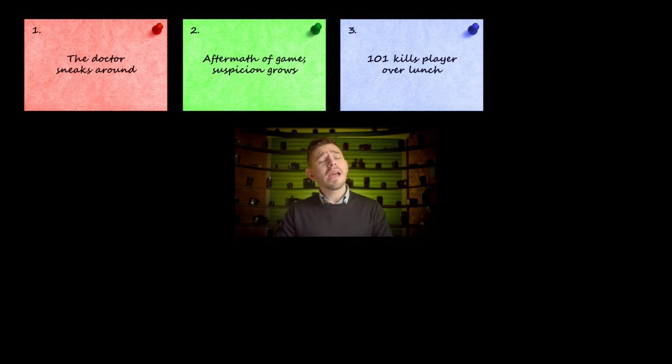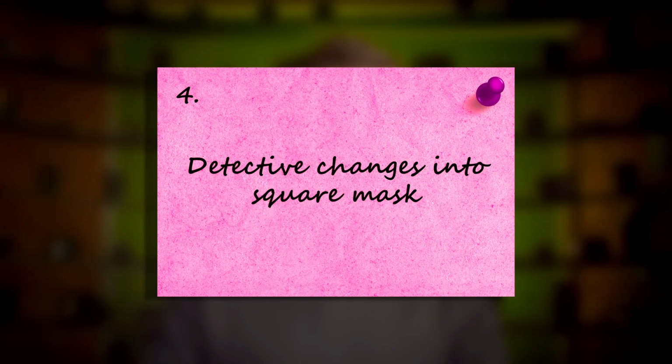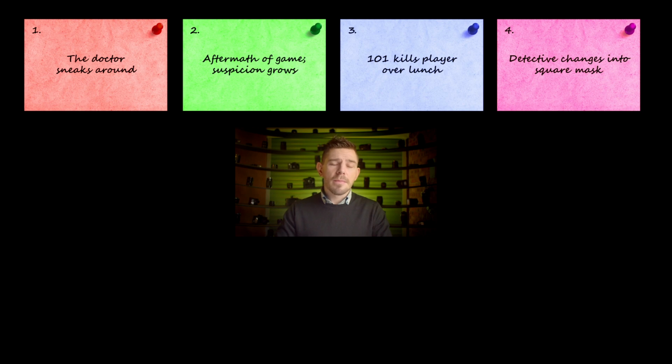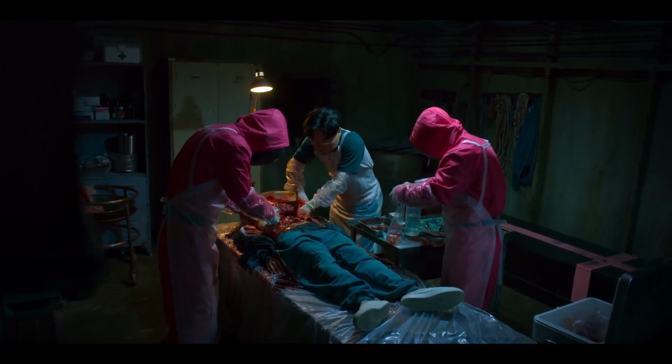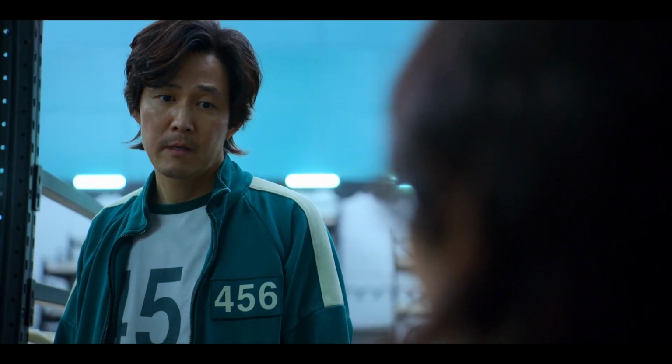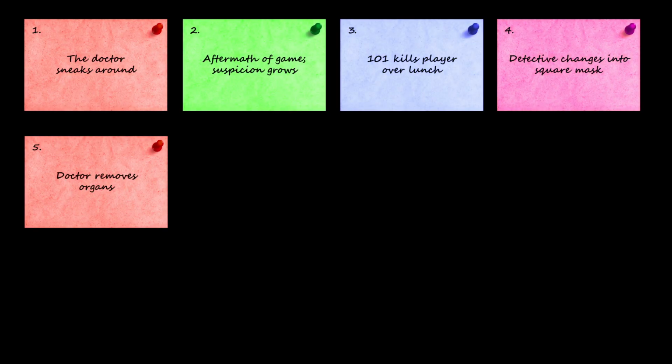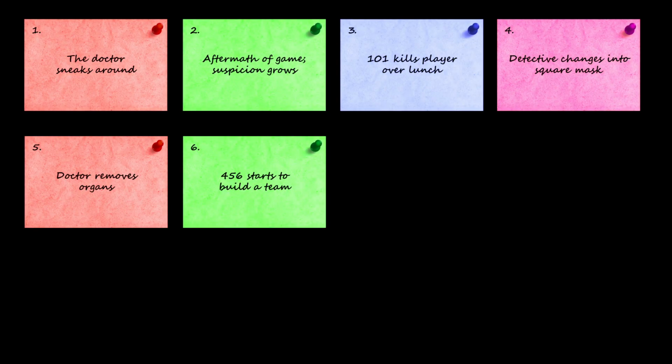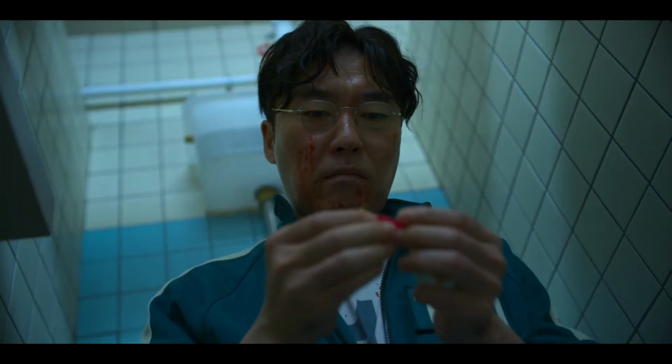Number 4, we have a new character, the detective. And I'm going to put him as the color pink because he's wearing pink. I know, I'm so intelligent. Overriding action for the scene? The detective changes to the square mask. Number 5, we're back with the Doctor, so it's a red card. Doctor removes organs. Number 6, green, 456, our lead character. So we're going to call this one 456 starts to build a team. Number 7, we're back with the Doctor, so it's red again.